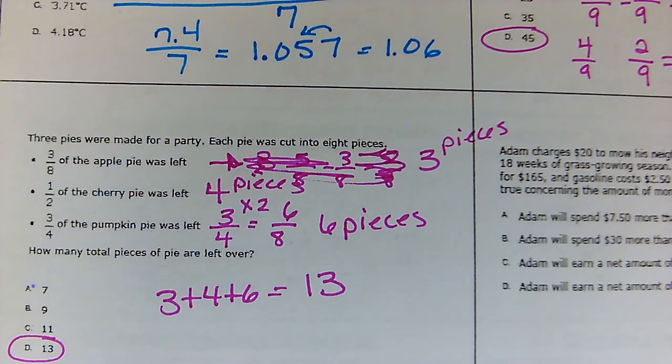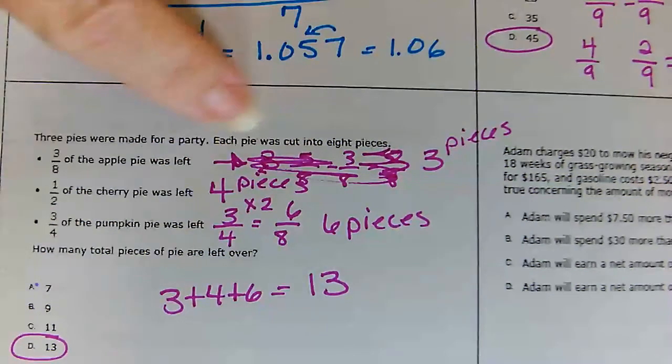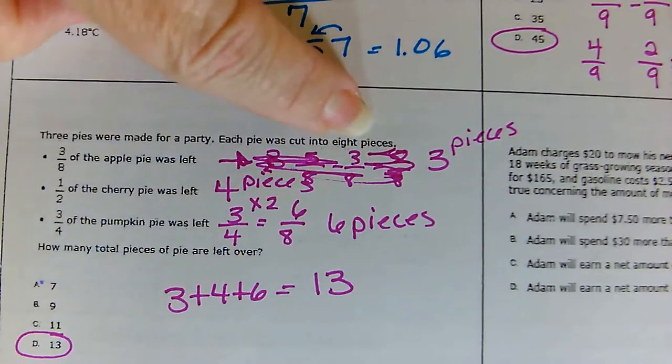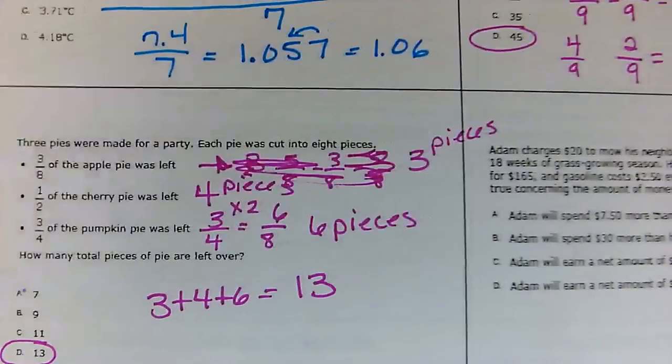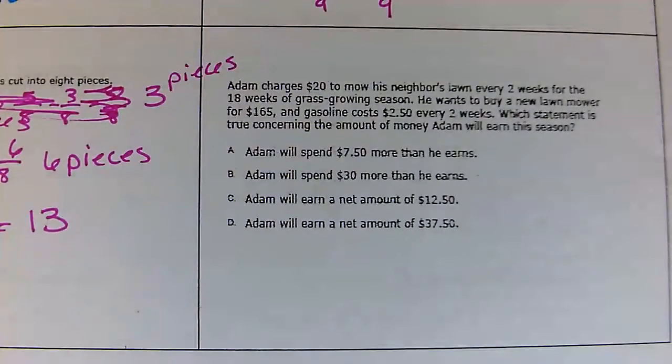Excuse me? All of them. It says up here, each pie was cut into 8 pieces. That's how I knew that the denominator is 8. The first one was already 8, and I'm trying to change it to something else. Okay, and then the last one over here.